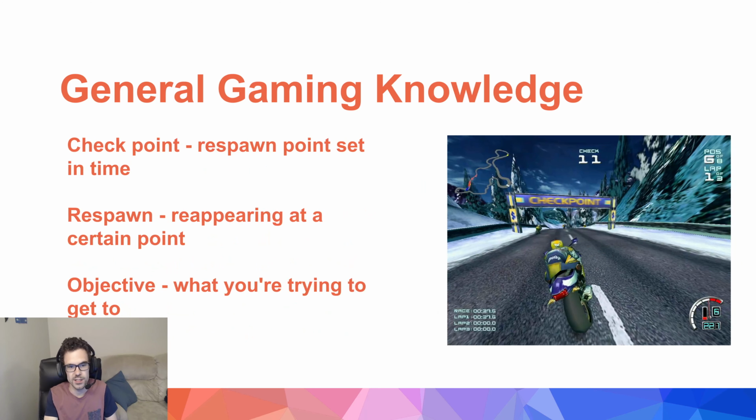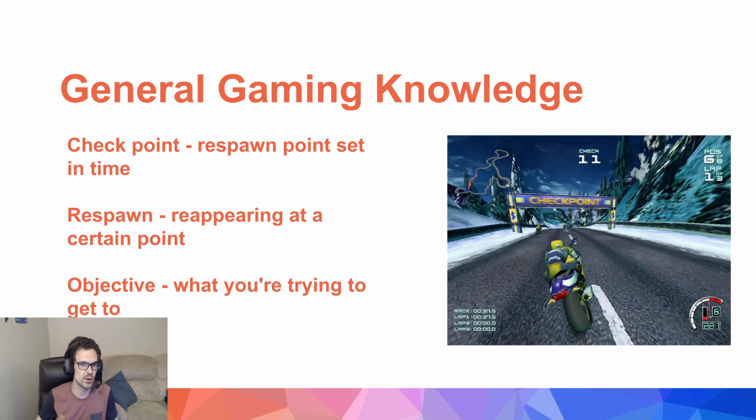Next is a checkpoint. It's a respawn point set in time, and there are a lot of times you as a gamer will get to a certain point in the game, and it's hard to get there. And so if you were to die, you'd have to go all the way back to the fully beginning of the game, and that would be insane. So what they do is they set a respawn point, a point in the game where you will actually respawn and get to start over from there instead of restarting all the way back at the beginning.